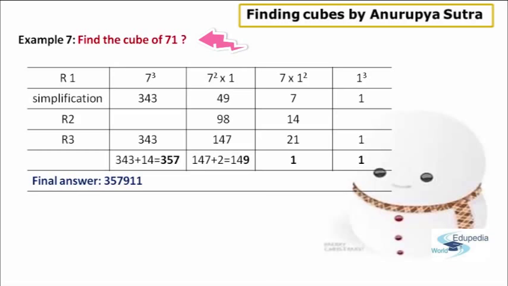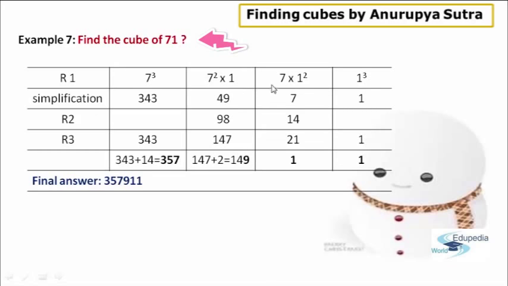So here in the example 71 we have 7 in tens place, so by cubing the number 7 we get 343, and that answer I have written in the next row called simplification. Coming to the second part, we have to square the digit in tens place and multiply it with the digit in ones place. In our example 71 we have 7 in tens place and 1 in ones place. Therefore 7 square into 1 is equal to 49 into 1, which is 49, and I have written the answer in the next row called simplification.